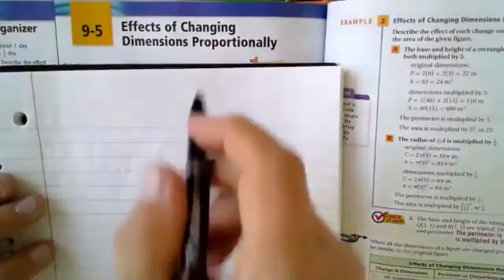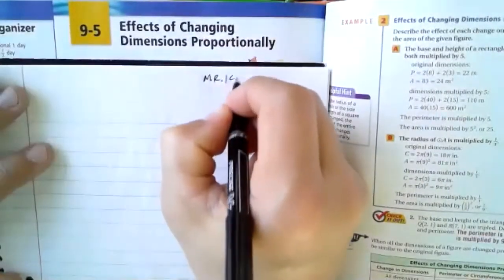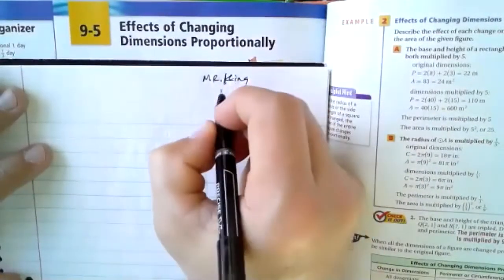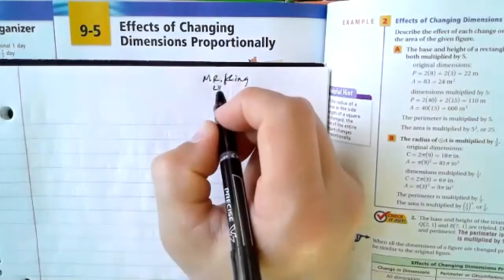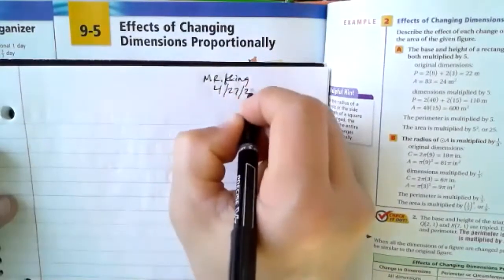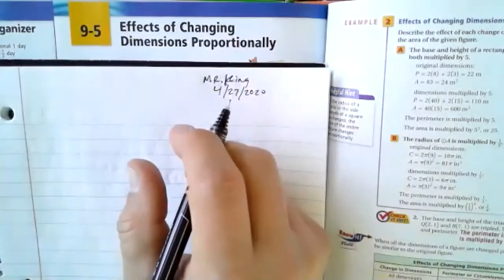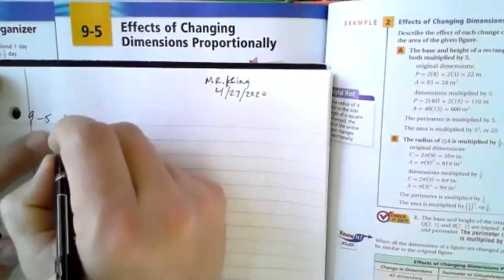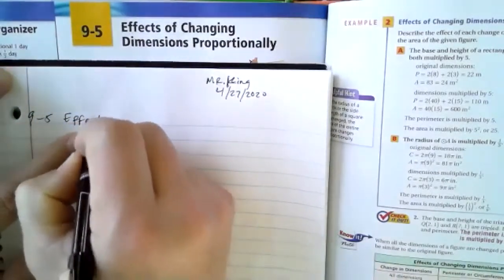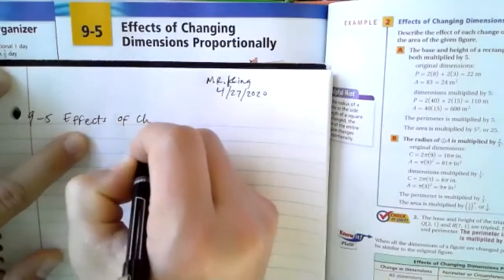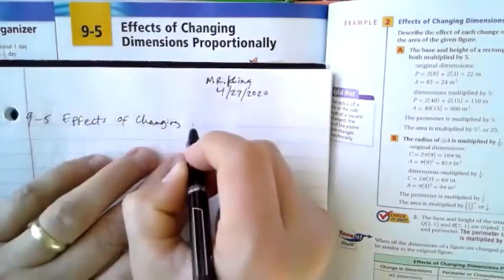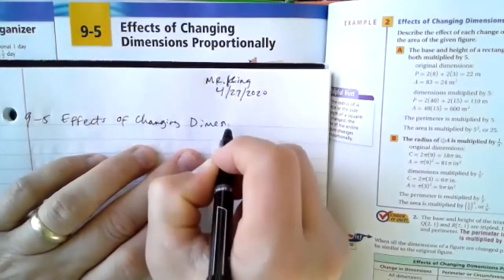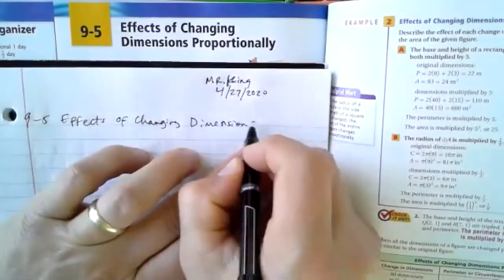Now let's go on to 9-5 real quick. Let's start a new section today. I'm going to write my name here at the top. New page of notes. Today's date, I don't even know what it is, 4/27. Okay, now we're doing 9-5: Effects of changing dimensions proportionally.